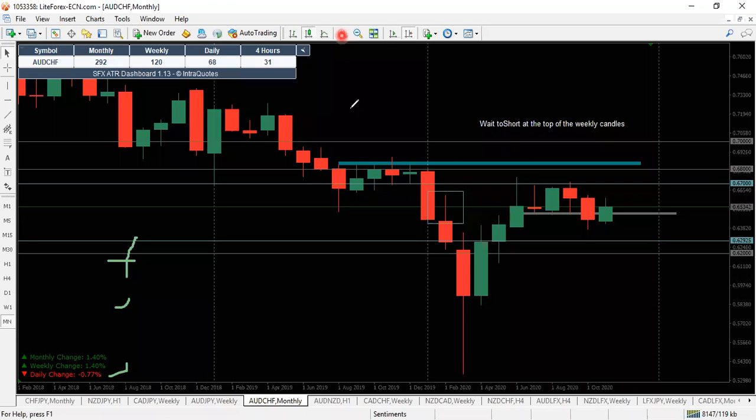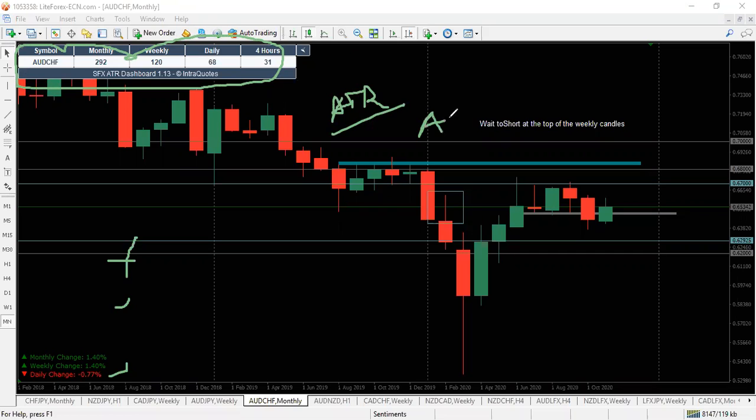You need to identify how far down or up price has gone in a particular month, in a particular week, in a particular day, and what is the average ATR. So you need to understand the average ATR, average daily range. They are not the same thing, right? ATR is measured differently and ADR is measured differently.